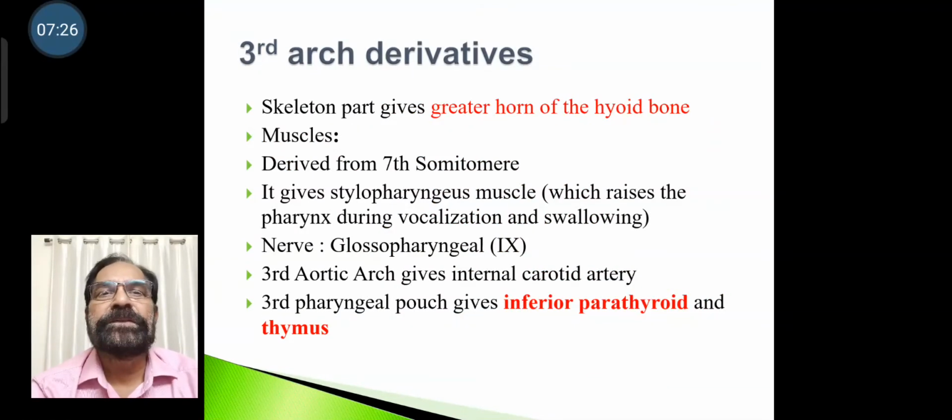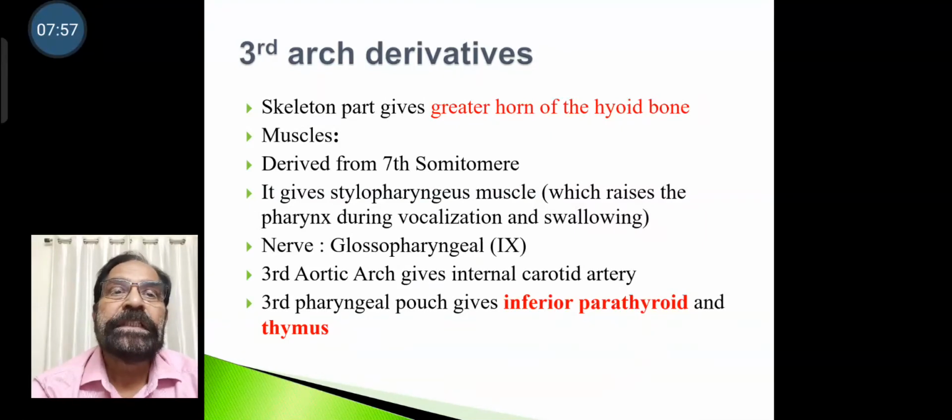Third arch derivatives. Skeleton part gives rise to greater horn of hyoid bone. Muscles. Muscles are derived from third somitomere. It gives rise to a single muscle, that is stylopharyngeus, which raises the pharynx during vocalization and swallowing. Its nerve is glossopharyngeal nerve, the ninth cranial nerve. Third aortic arch gives rise to internal carotid artery. The third pharyngeal pouch gives inferior parathyroid and thymus.